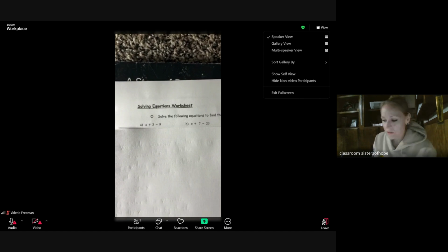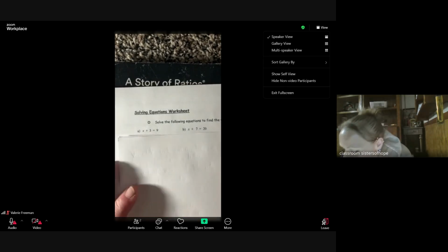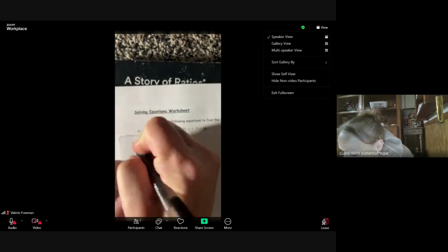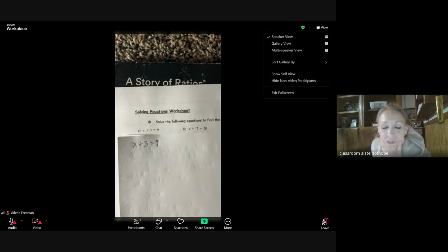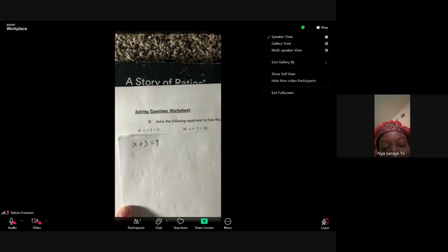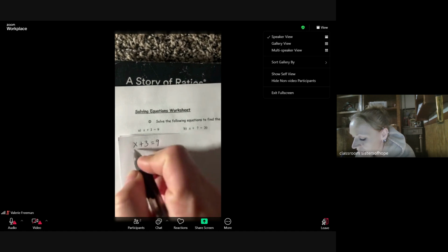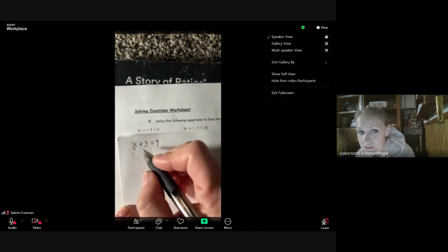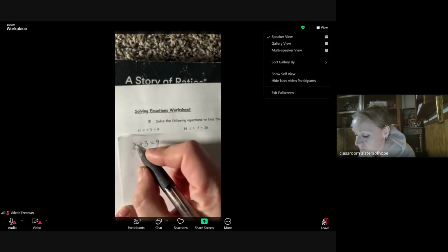Okay, so the first problem is x plus 3 equals 9. I'm going to write it a little bit bigger. So let's identify the parts first. So what is going to be my variable in this one? Yeah, well, what's the variable? And that's the x, right? So this is my variable. And then as far as the operations, so far we're doing addition. So how are we going to get that x by itself?